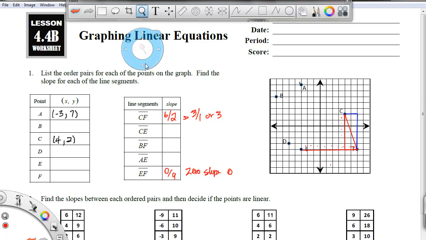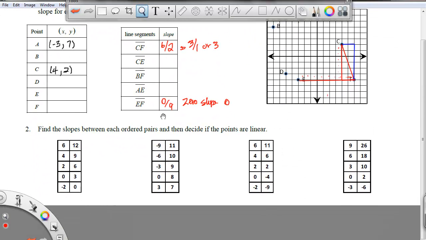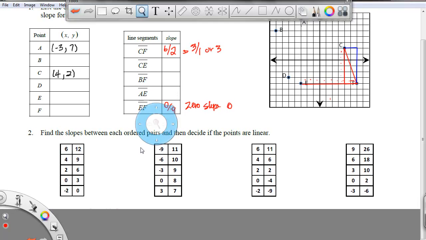Let's go down here and look at some of the other questions that we've got. Let's look at 2. It says find the slope between each ordered pair. Now I saw on the first worksheet that many of you found the difference between each one of these, but you didn't give me the slope. So 6 to 4, that's down 2. 4 to 2 is down 2. 2 to 0 is down 2. And 0 to -2 is down 2.